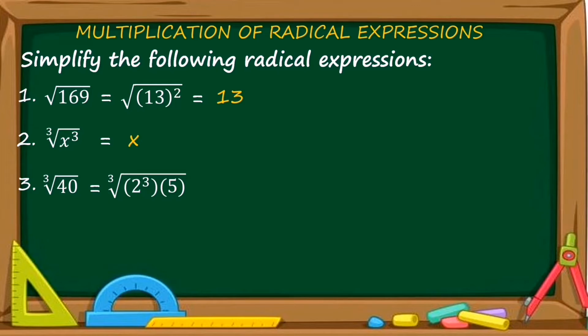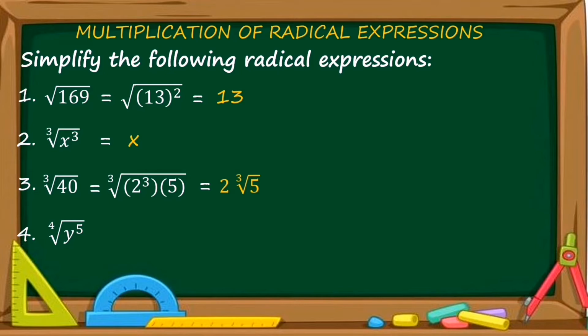Then, from the factors of 40, only 2 raised to 3 is a perfect cube. Therefore, we can simplify it and write it outside of the radicals. And that is equal to 2 cube root of 5. 5 is still written inside the radicals because the exponent of 5, which is 1, is less than the index.